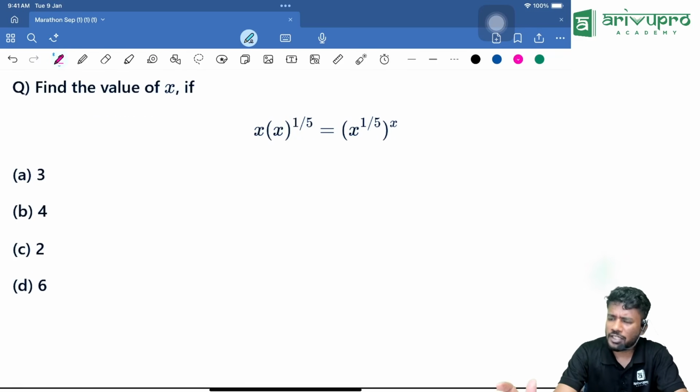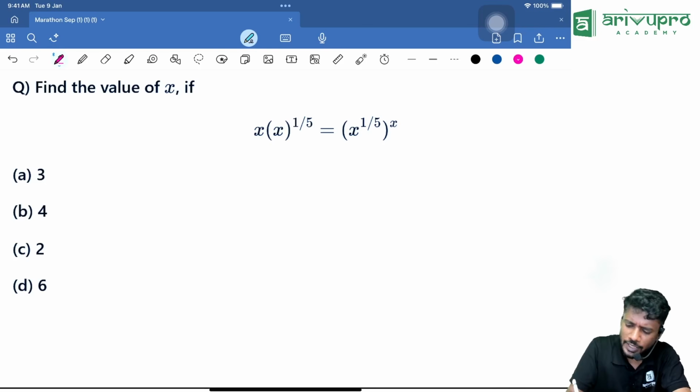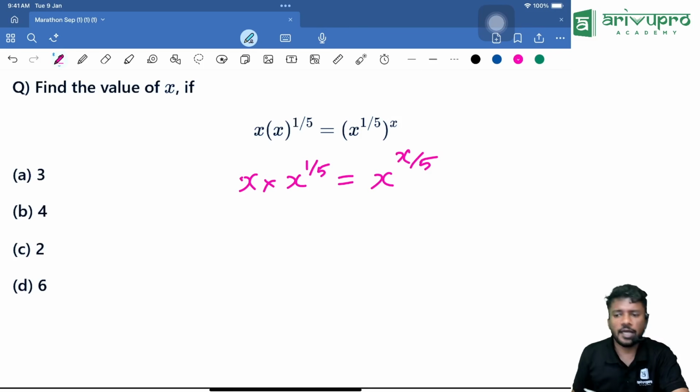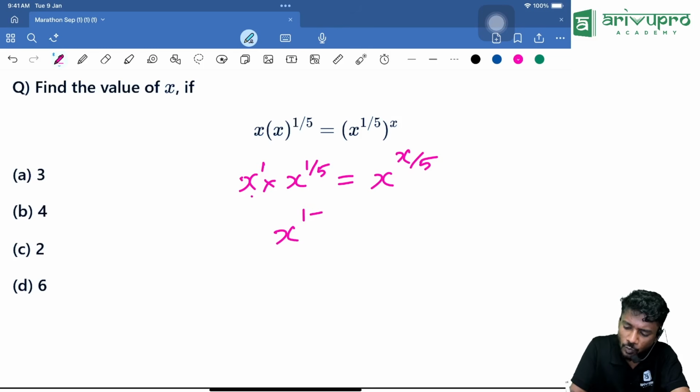Or you can do one thing. You can do the other method also. x into x raised to 1 by 5 is equal to, can I write it as x raised to x by 5? Am I right? From this, x raised to 1 into x raised to 1 by 5, can I write it as x raised to 1 plus 1 by 5, which is equal to x raised to x by 5.